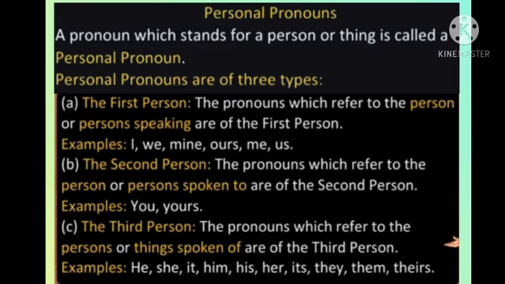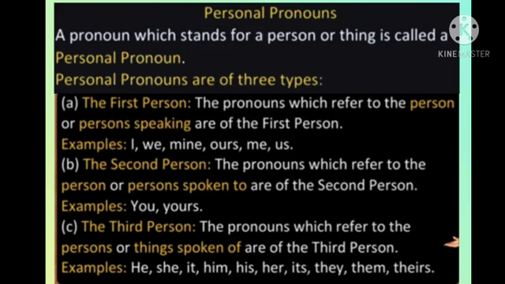Sheetal is a good girl. She loves her mother a lot. So instead of Sheetal, I have used the word she. So this she is also a personal pronoun. And these personal pronouns are again classified into 3 types and they are the first person, second person and the third person. First person refers to the pronouns which refer to the person or persons speaking.